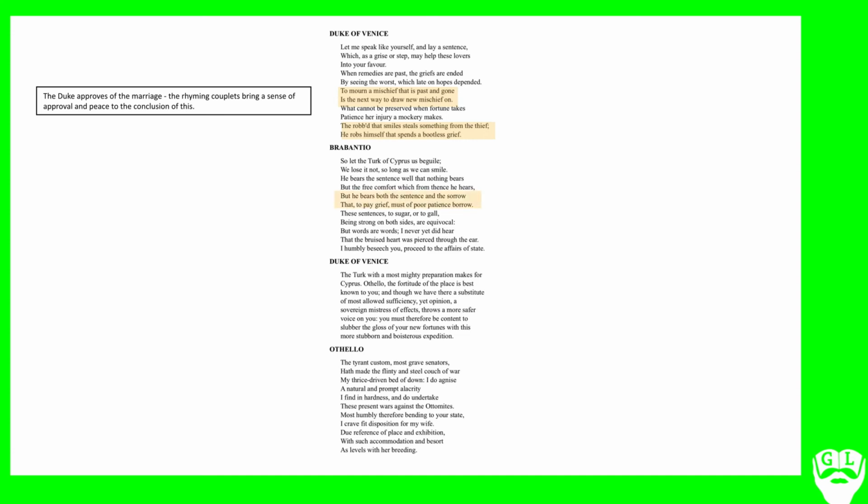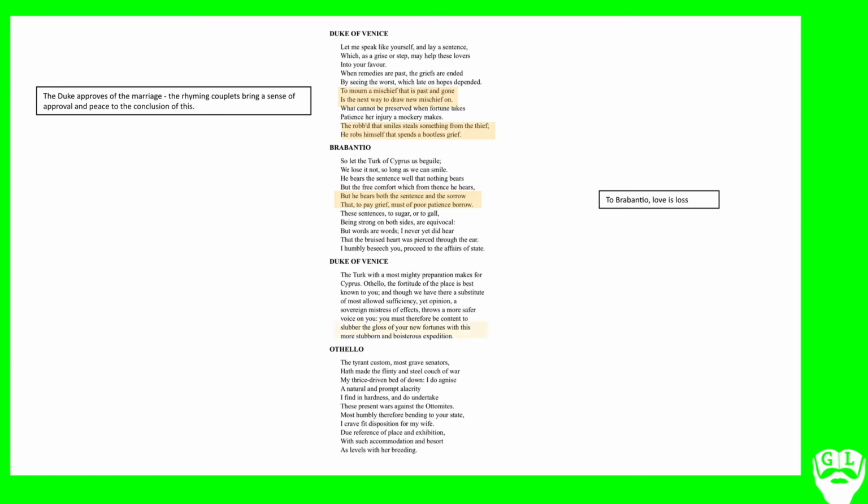Brabantio, however, is not fully won over. He says, "But he bears both the sentence and the sorrow that to pay grief must of poor patience borrow." Brabantio again cannot get over the fact that he's lost his daughter. He's grieving for her. There's almost this combination of love and grief at this point, and time may not even heal this.